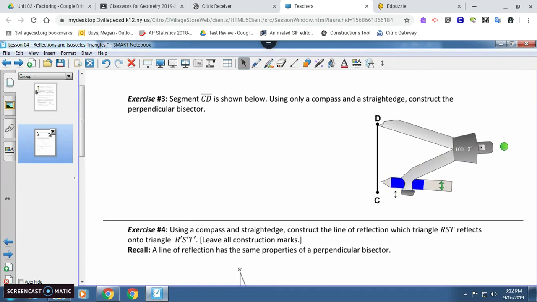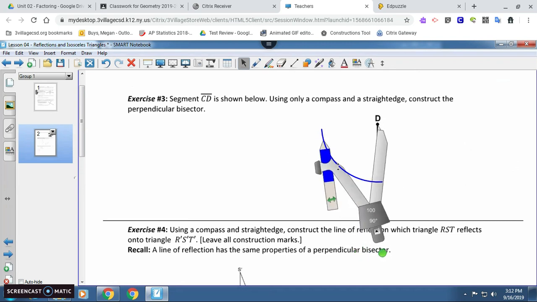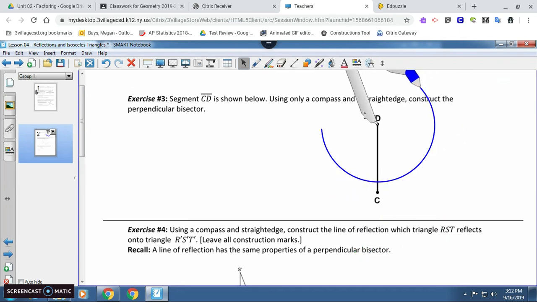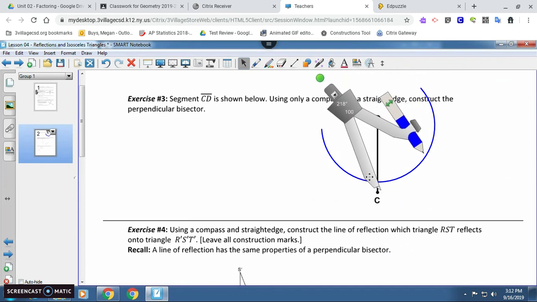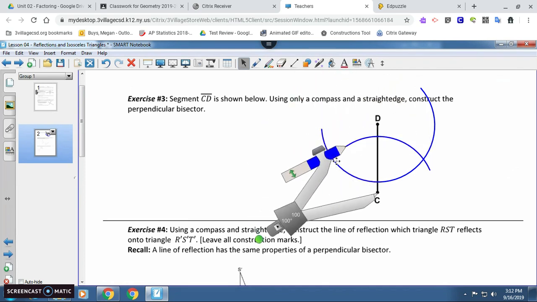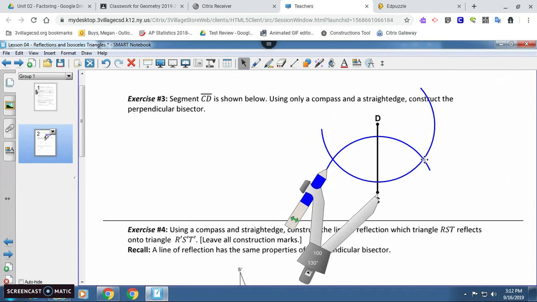This construction is going to be used throughout this whole year. So we're going to make an arc from D. Now, the big, major important part from here is that after we make that arc, I cannot change the size of my compass. I'm not changing the stretch at all, but I want to get an intersection above and below, or on both sides. I need two intersections.